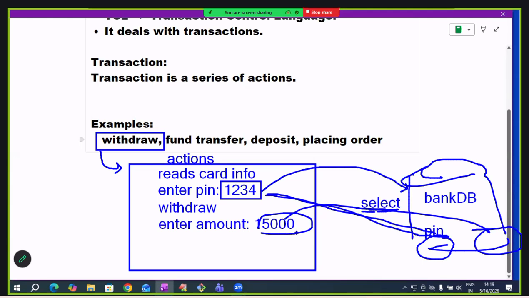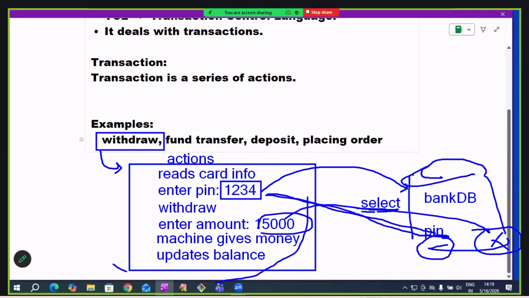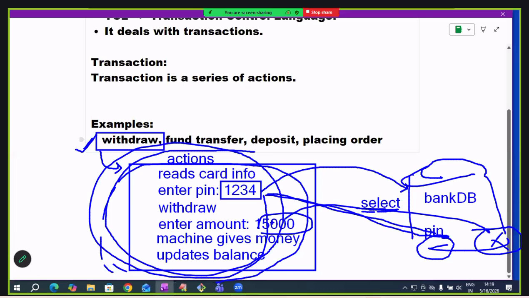Okay, assume that sufficient funds are available. Machine gives money to you. Then finally, it updates the balance. These actions will be performed. So this series of actions we are calling as one withdraw transaction. Like this, you take any transaction, in the transaction, some series of actions will be there, some step-by-step procedure will be there. To perform these actions only, we are writing SQL commands.